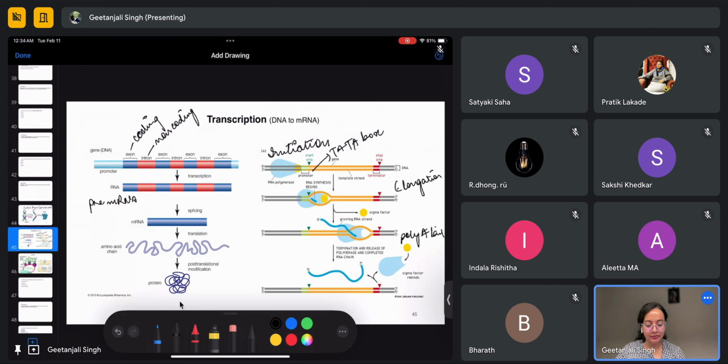What happens is, the RNA polymerase. So the DNA is double stranded, right? In the double strand, there is a promoter region that is called the TATA box. That's the promoter region, and that's where the RNA polymerase binds. The RNA polymerase binds to the promoter region.